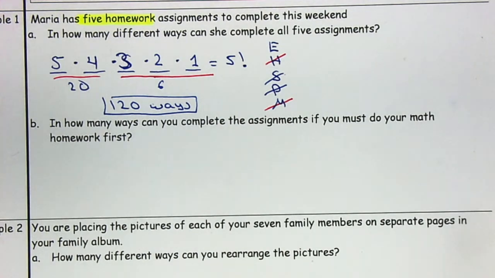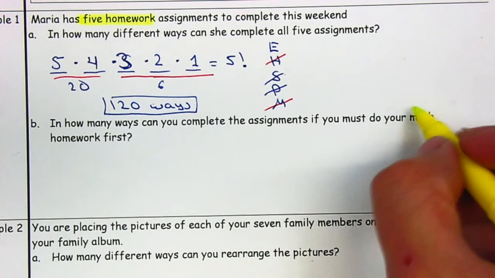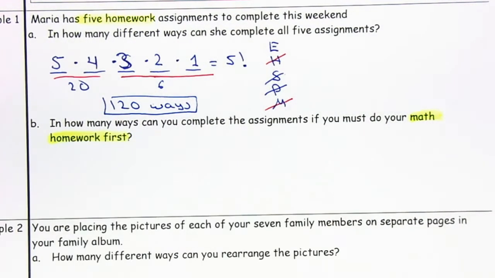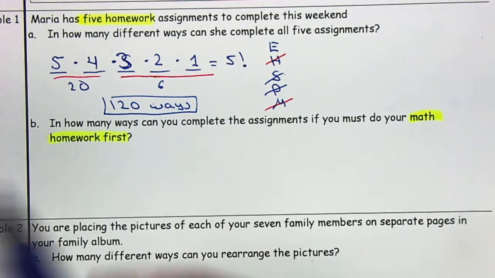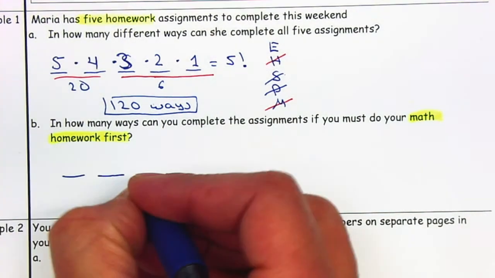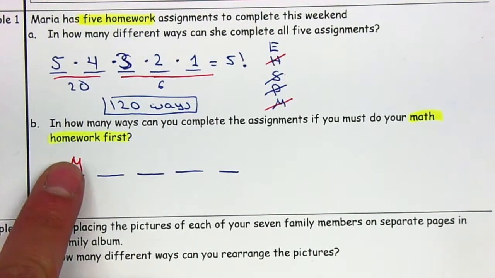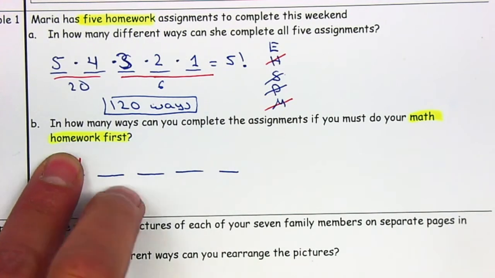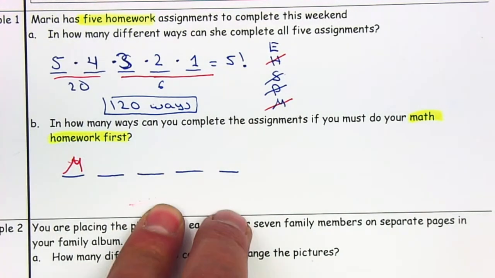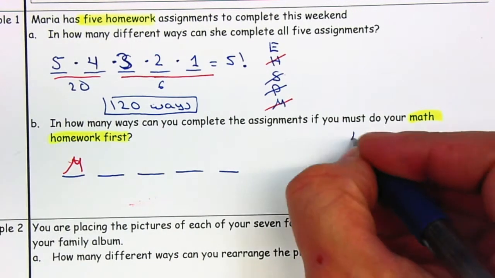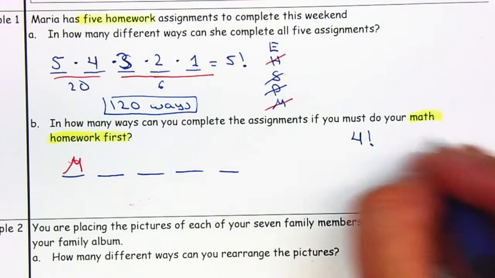Letter B. In how many ways can you complete the assignments if you must do your math homework first? So if you must do your math homework first, how many different ways can you complete the rest of the assignments? So let's do our 5 dashes. 1, 2, 3, 4, 5. We know that math must be first, so we cannot move this one. This one must be completed first. So how many do we have to rearrange? We have 4, so we can do 4 factorial, and that'll be our answer, just expand it.